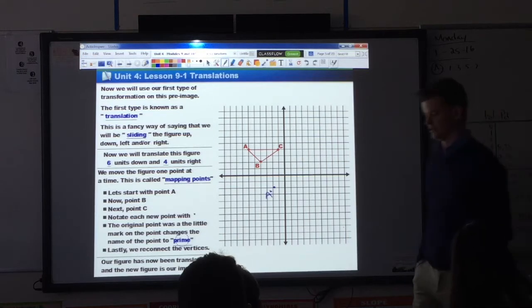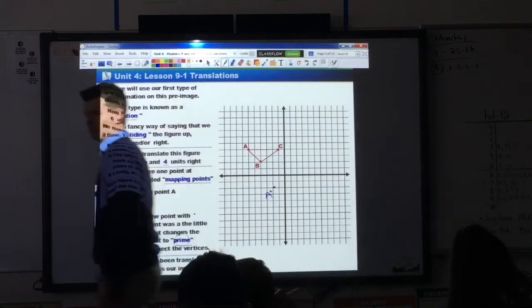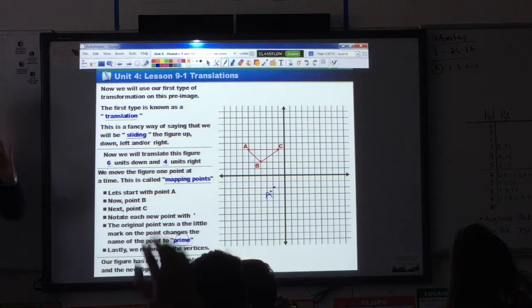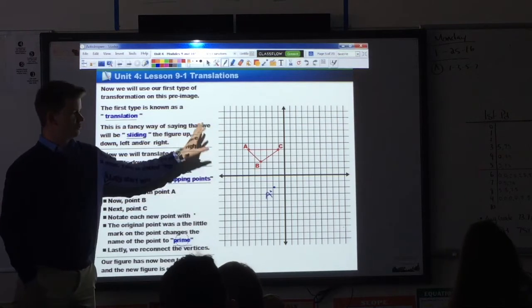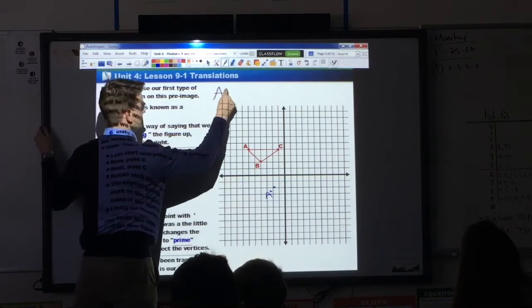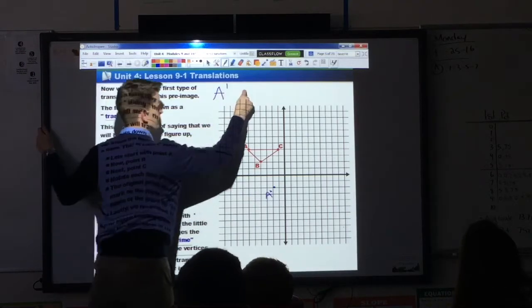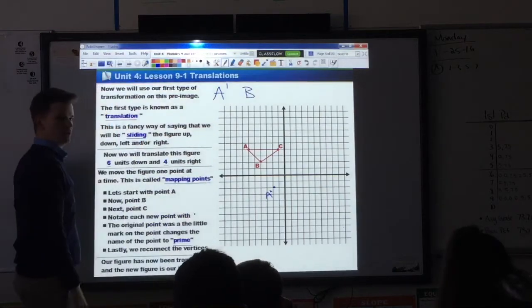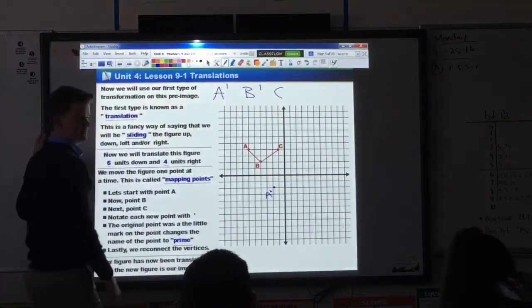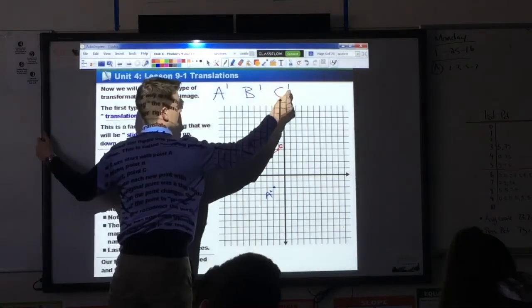If we were to translate the figure again, we'd use 2 dashes. It would be a double prime. If we transformed it a 3rd time, there would be 3 dashes. It would be a triple prime. We are just transforming this figure 1 time. So it's going to be A prime, and it looks just like this, A prime. When we transform B, it's no longer going to be B, it's going to be B what? Prime. B prime. When we transform C, it's not going to be C, it's going to be C prime.